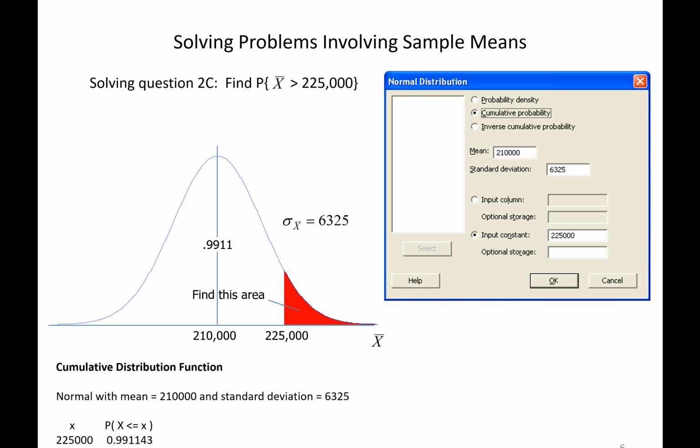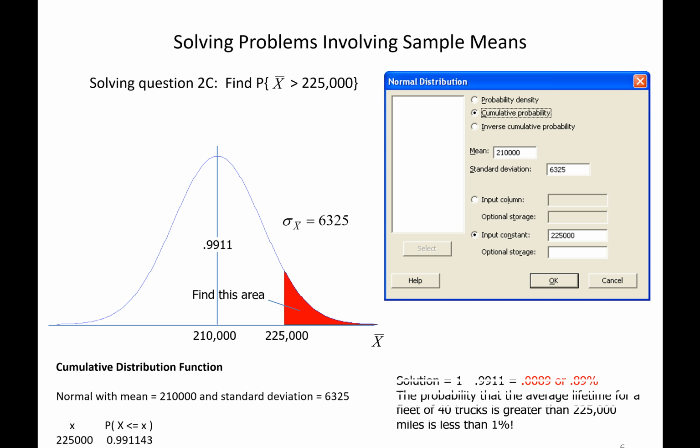99.11%, and that's the area to the left of 225,000. We want to know what's the probability of being to the right of 225,000. So we just have to subtract that from 1, and we get about 0.89% is the probability the average truck life for a fleet of 40 trucks is greater than 225,000.